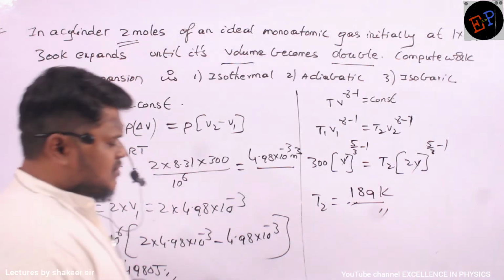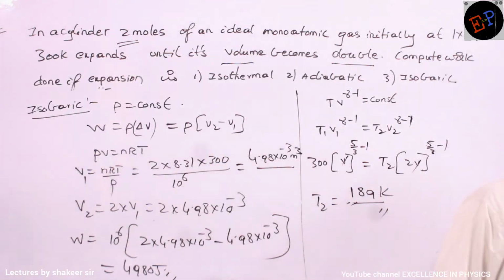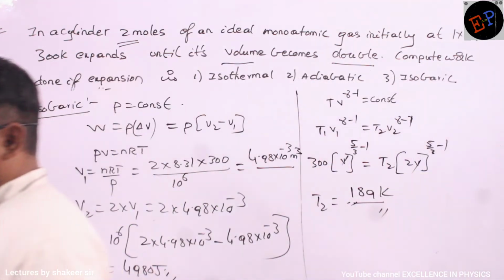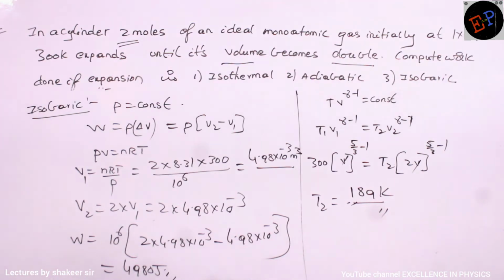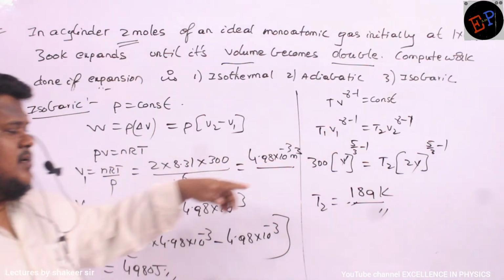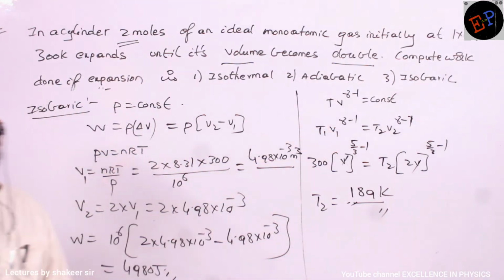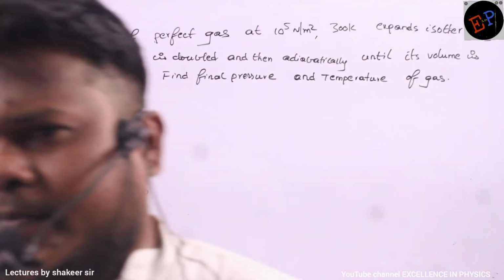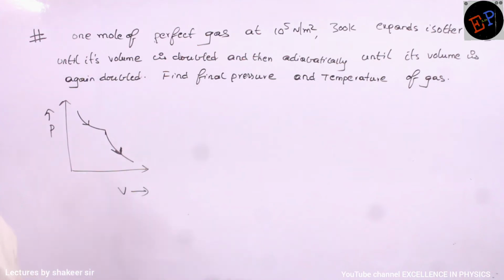So that is my work done in the case of isobaric process. Is it clear? Just a direct substitution of formulae, and wherever we don't know the values, we are using a different method. This is the method which we have used in adiabatic process, and we have just used the ideal gas equation for isobaric process. Clear? Okay, so let us see this question.